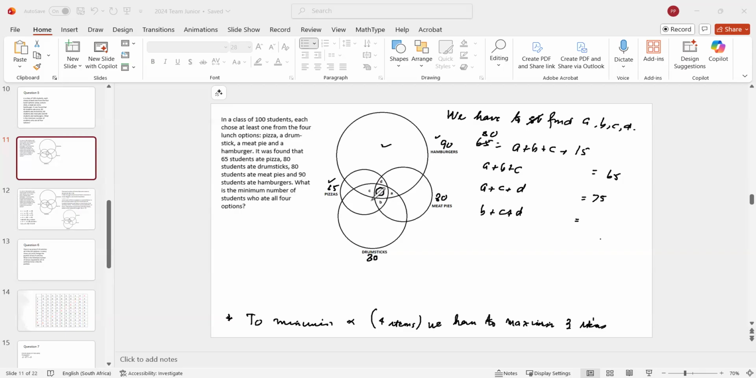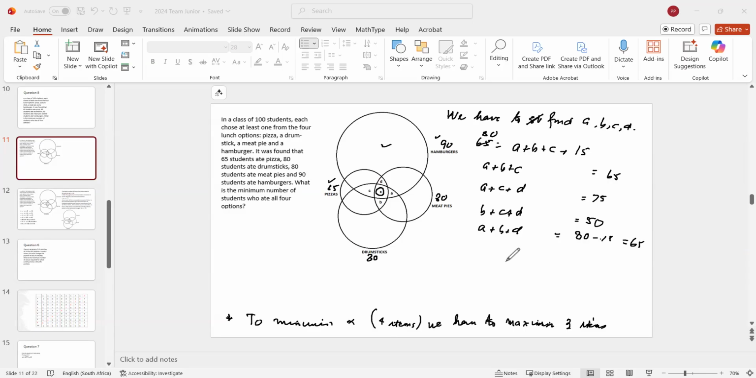Now let me have a look at the B plus C plus D in the 65 area. It's 65 minus 15, which is 50. And then here I've removed D, here I've removed B, here I've removed A, and the only thing left is to remove C, A plus B plus D. And where is A plus B plus D? It's here, in the mid pies area. So that is 80 minus 15, and that is 65. So now you've got four unknowns, and you need to calculate them.